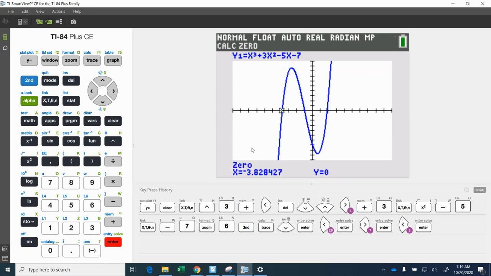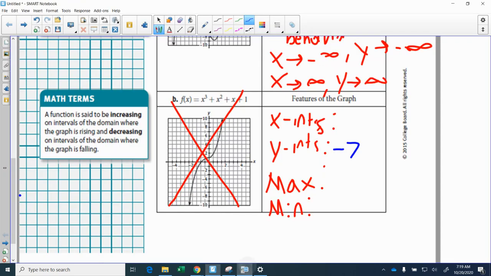And I get to my first x-intercept, which is -3.82. Okay? So I go to here. -3.82 is one of my values. Now, if I did that for the other two, okay, my values would come out to be -1 and 1.828. Okay? So I can find those three values using the calculator just by finding those specific points.